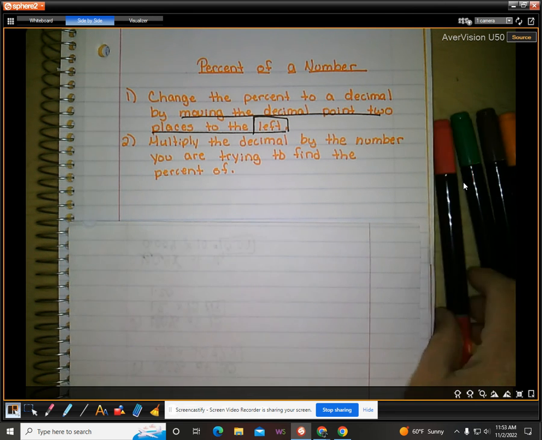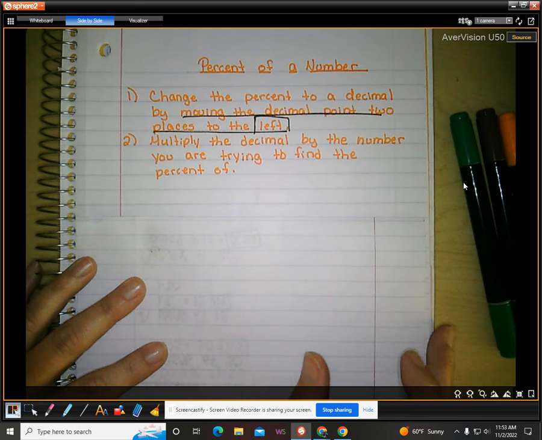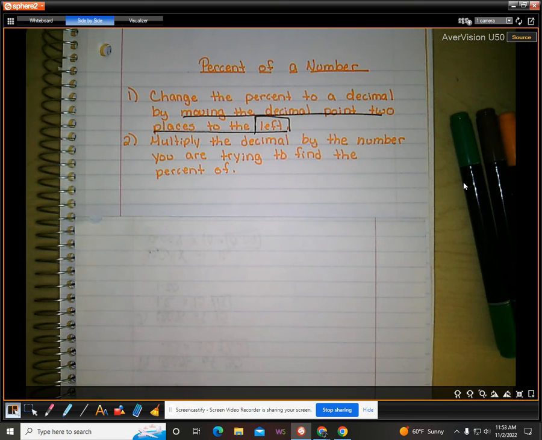Okay, but it is review. So if you're like, we already did this, we did, and we're doing it again. To find the percent of a number, it's even easier now because we get to use calculators. Before we weren't using calculators because we were still testing our actual multiplication. But now we get to use a calculator.